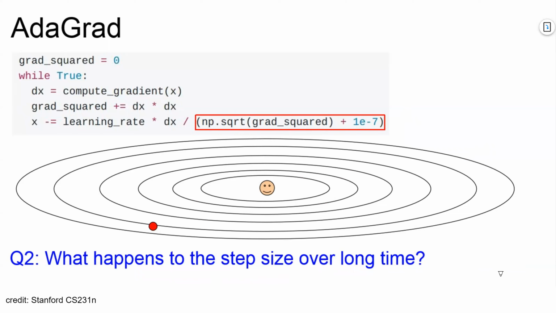Okay, let's discuss what happens to the step size over a long time. It decays to 0 because we are adding gradients again and again, and this becomes very large. In the end, there is going to be no update at all.